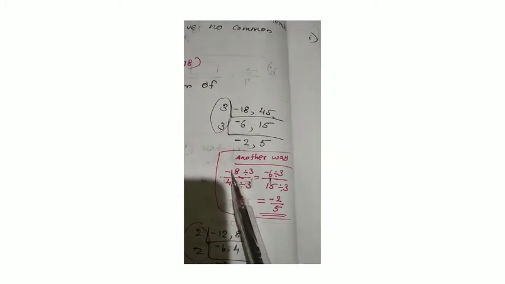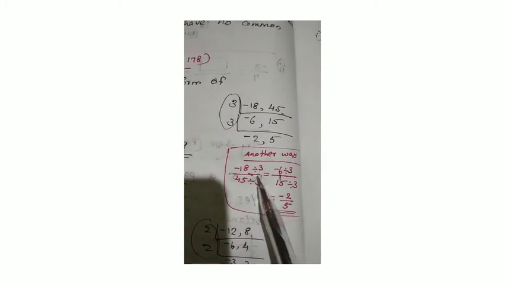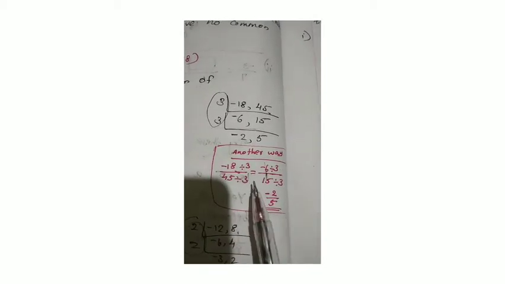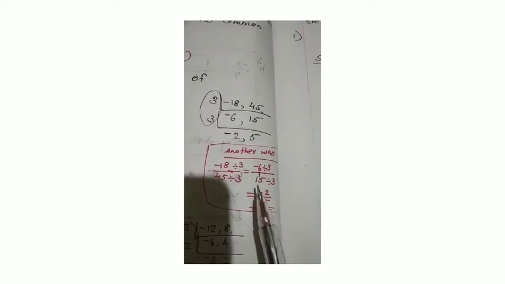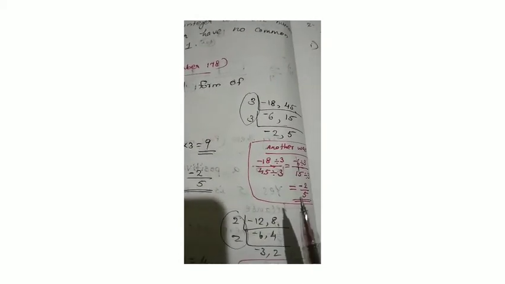Here another method is there. That is negative 18 on 45. Divide by 3, then we will get negative 6 on 15. Then again we can divide both numerator and denominator by 3. So at the time negative 6 divided by 3 is negative 2, and 15 divided by 3 is equal to 5. So anyway both answers are correct.